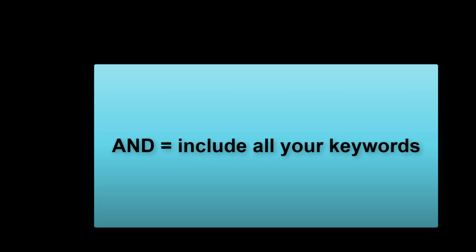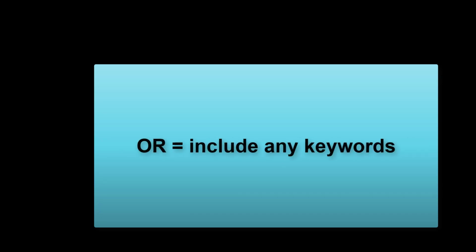Now in this presentation we have learned to use certain commands in Google Scholar to focus our research. For instance, AND commands Google Scholar to locate documents that include all our keywords. NOT commands Google Scholar to locate documents excluding certain keywords. And OR commands Google Scholar to include any of the keywords specified in our search.